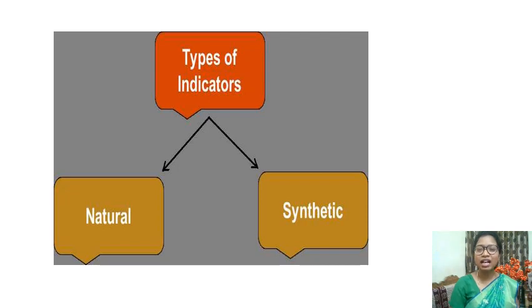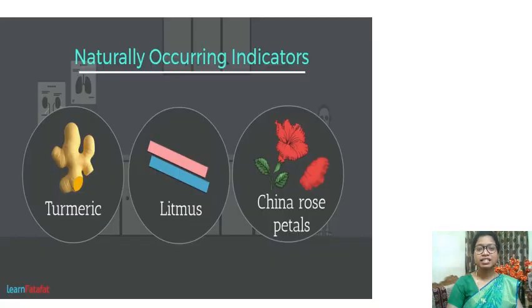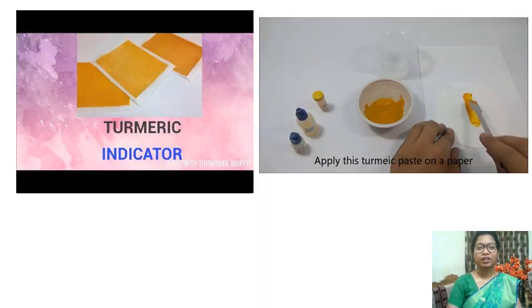So, last class you studied about types of indicators. They are natural indicators and synthetic indicators, isn't it? And you studied about naturally occurring indicators. They are turmeric, litmus, China rose petals. You all have done this activity very well, but let us all revise.